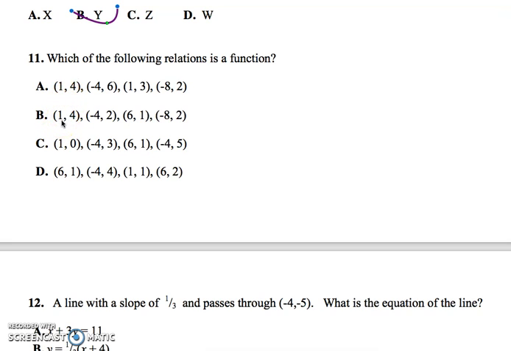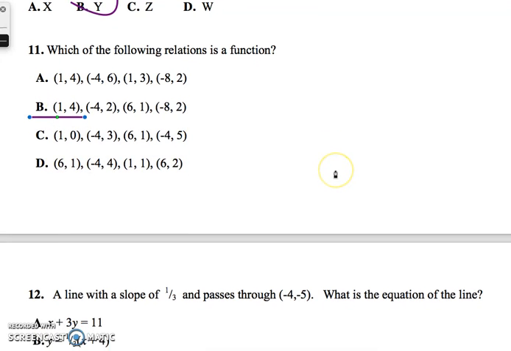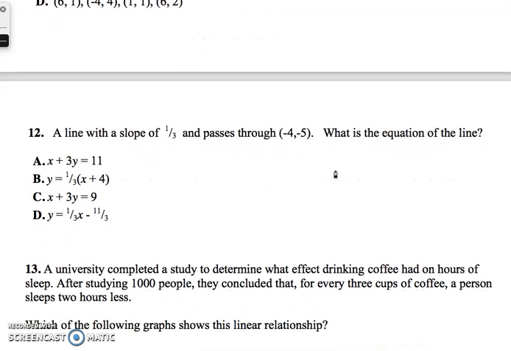Letter B looks good. 1, -4, 6, and -8, they're all different. Just to verify, C has -4 that repeats, and D has 6 that repeats, so the answer has to be B.